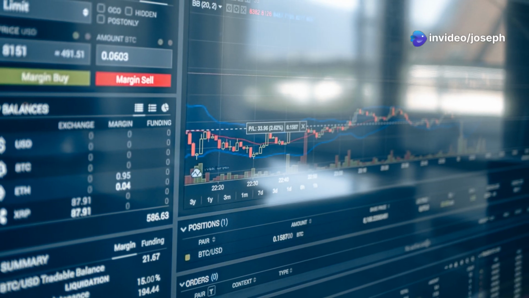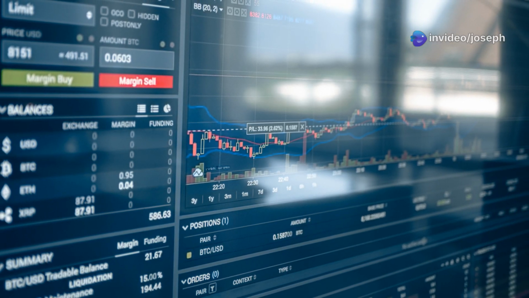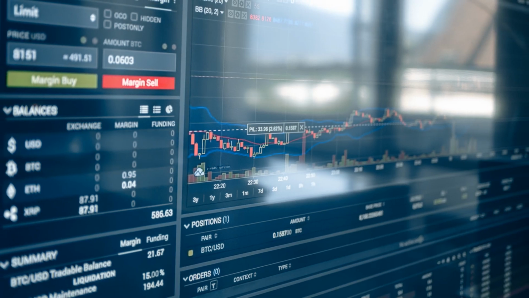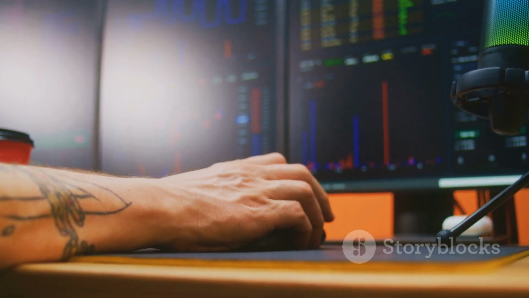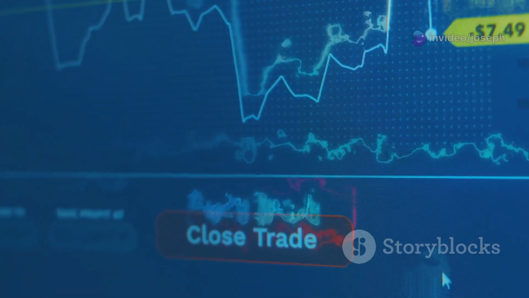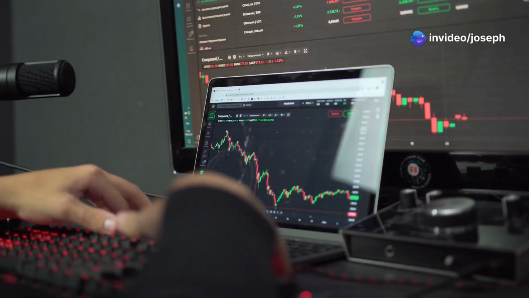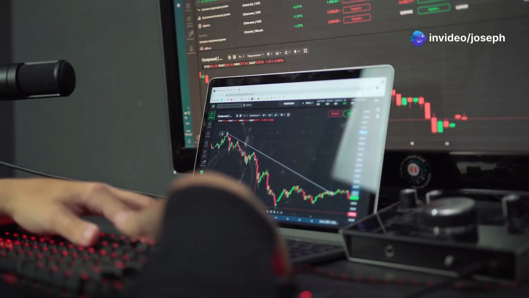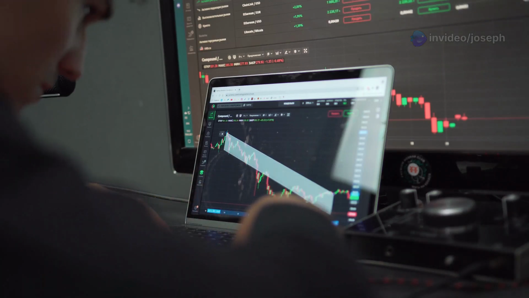Start by choosing a platform or software that allows you to backtest your strategy. Then select a specific period and currency pair that aligns with your trading style and goals. Input the rules of your multi-timeframe strategy, including your entry and exit criteria, risk management rules, and any other parameters you deem important. Once you've run your backtest, analyze the results carefully.